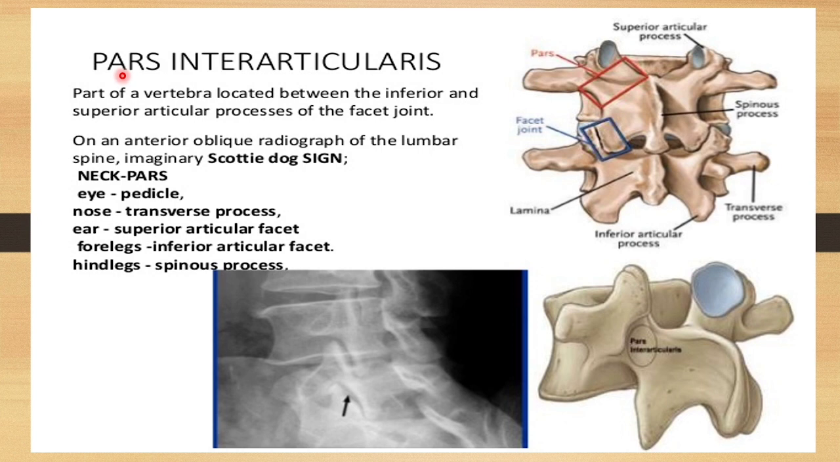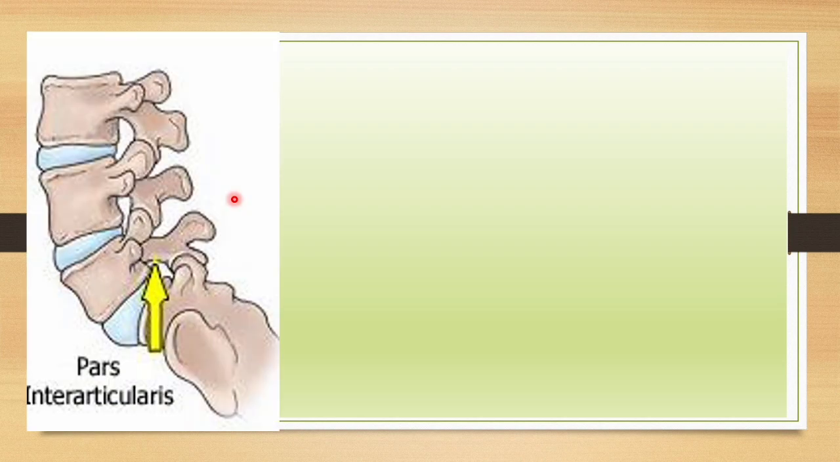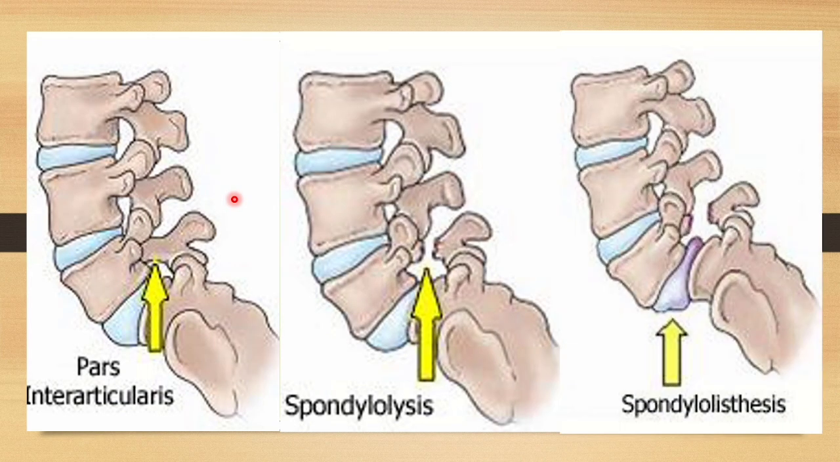Coming to the particular structure known as the pars interarticularis. This is a part of the vertebra located between the inferior and superior articular processes of the facet joint. This is a specific structure present between the inferior and superior articular processes, and the Scottie dog sign I will explain in detail in the investigation part of this condition. So this is the pars interarticularis defect, and this is spondylolysis and spondylolisthesis: slipping of one superior vertebra over another inferior vertebra.